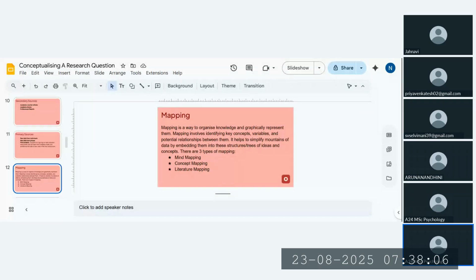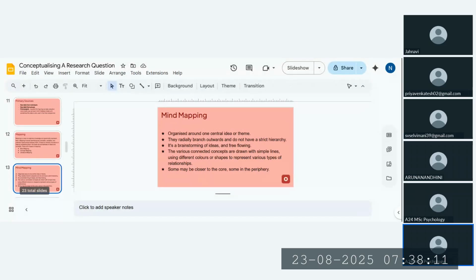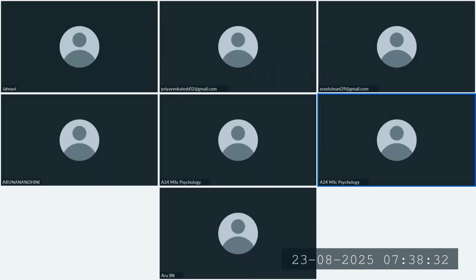There's also concept mapping and literature mapping. We'll look at those definitions. So in mind mapping, you have only one central idea or theme. It's like a tree. It will radially branch outwards like all the branches. And each branch will have different small twigs with leaves. So there is no strict hierarchy in this kind of map.